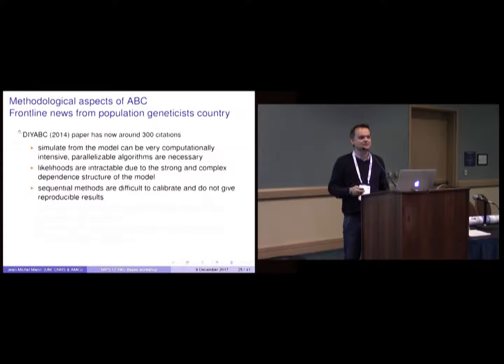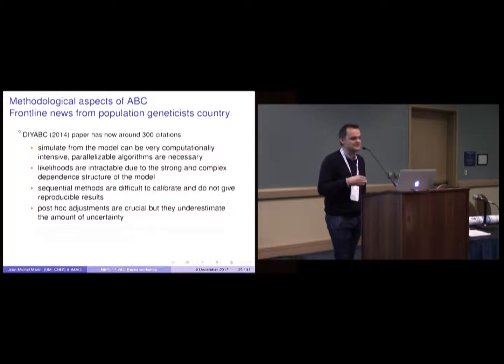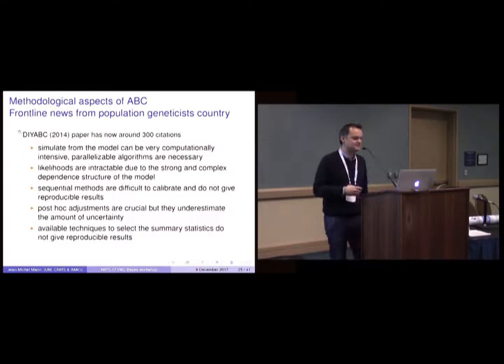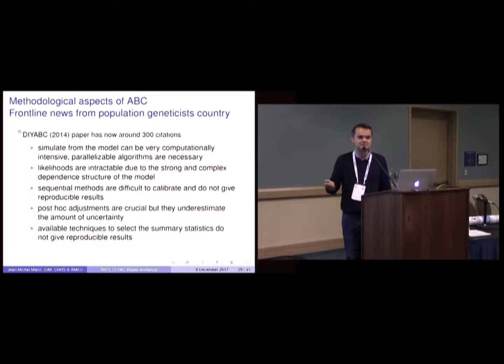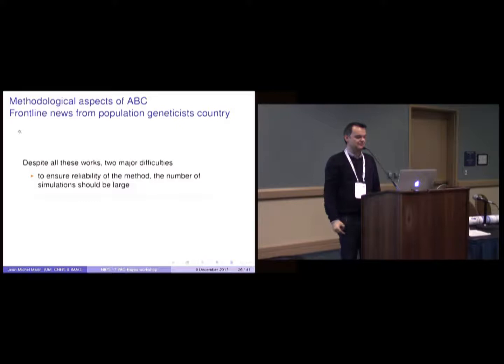sequential method. Post-processing and regression adjustment are crucial, but they underestimate the amount of uncertainty. That's typically what we observe. And available techniques to select the summary statistics also do not give reproducible results. So it's a big challenge here. So despite all this work, there are two major difficulties. The first one is that to ensure reliability of the method, the number of simulations should be large, and the choice of the summary statistics is still a problem. Okay, those are the two typical points.